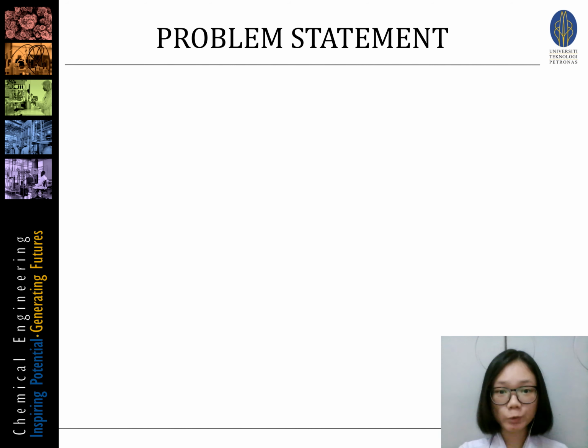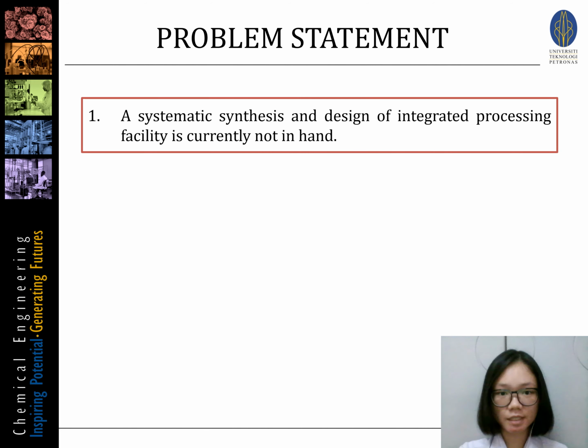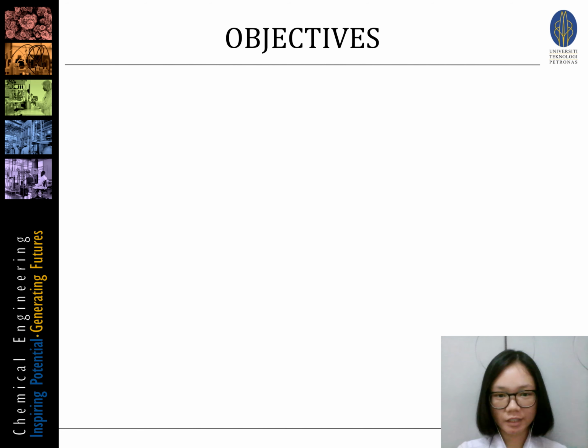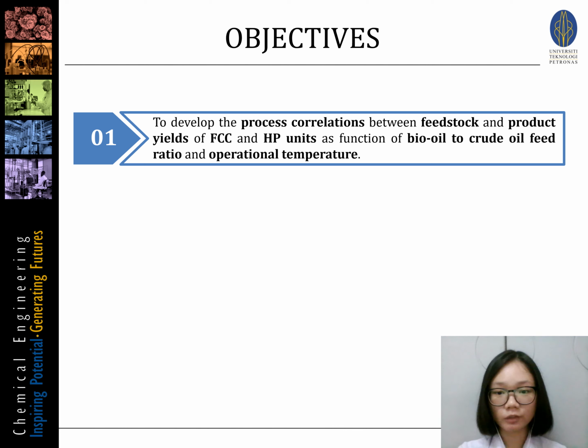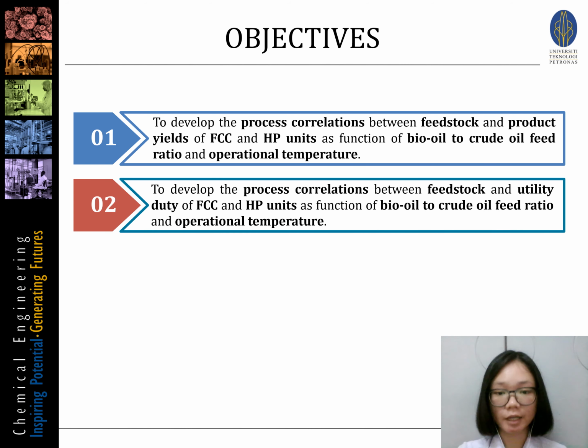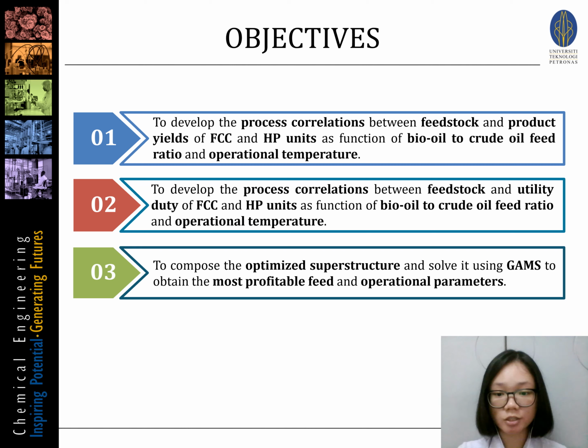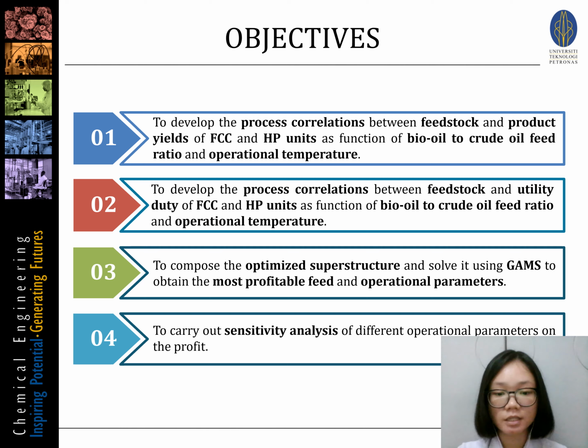Next, here I have listed out two problem statements. Firstly, a systematic synthesis and design of the integrated processing facility is currently not in hand. Therefore, it is in need to design and optimize the integrated process to make it a feasible one. So the objectives of this project are to develop the process correlations between feedstock and product use of FCC and HP units as function of bio oil to crude oil feed ratio and operational temperature. Next is to develop the process correlation as well, but it's between the feedstock and the utility duty. Moving on next is to compose the optimized structure and solve it using GAMS to obtain the most profitable feed and operational parameters. And finally is to carry out sensitivity analysis of different operational parameters on the profit.